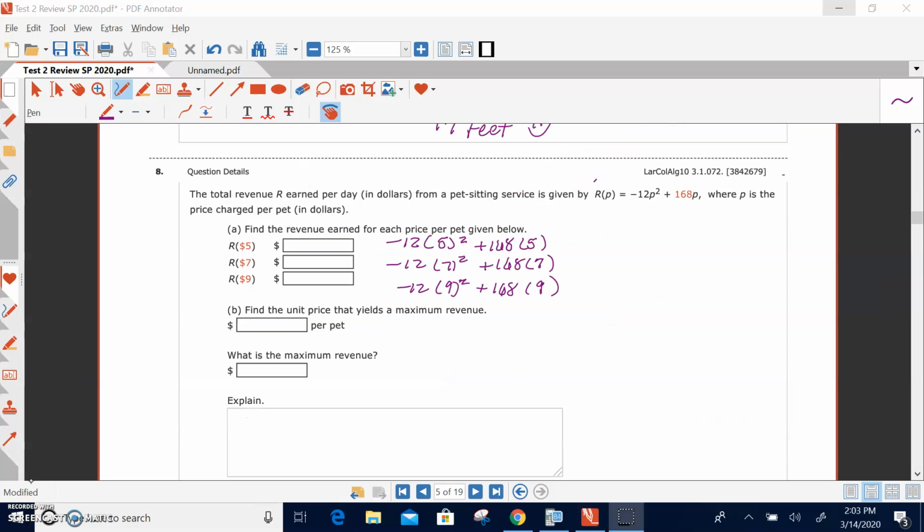Let's wrap this video up with this last question, problem number 8. We're given a revenue function for a pet sitting service. P is the price charged per pet in dollars. And the first thing they want us to do is calculate some function values. We want to plug in a 5, a 7, and a 9. I'm going to go to my calculator, type this in under y equals, and look at my table of values.